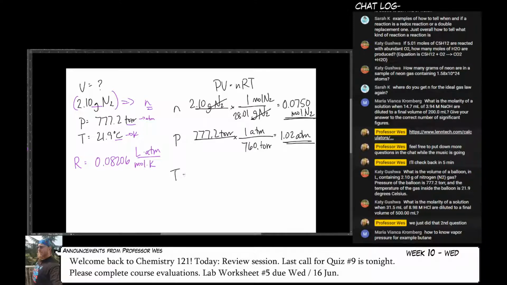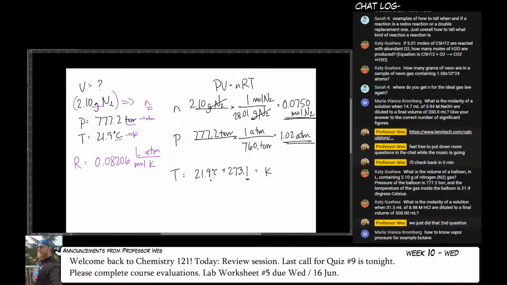And then temperature is 21.9 degrees Celsius plus 273.1. I'm just going to round that to here. Okay, I have an upload again. I got an alert that said OBS is disconnected, reconnecting. So as soon as I saw that, I stopped talking. Hopefully it didn't jump ahead too much.